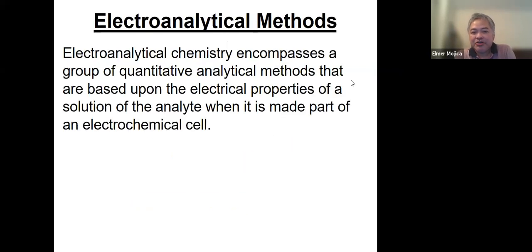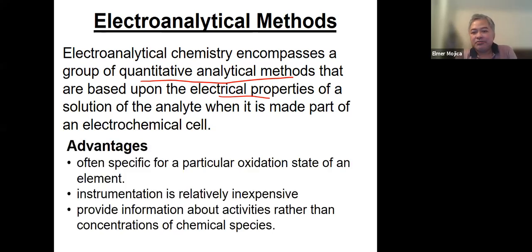Okay, so when we're talking about the electroanalytical methods, electroanalytical chemistry encompasses a group of quantitative analytical methods that are based upon electrical properties of a solution of the analyte when it is made part of an electrochemical cell. Okay, now the main thing that you have in electroanalytical method is this one, electrochemical cell. So if you look at electrochemistry, what's the main principle behind it?